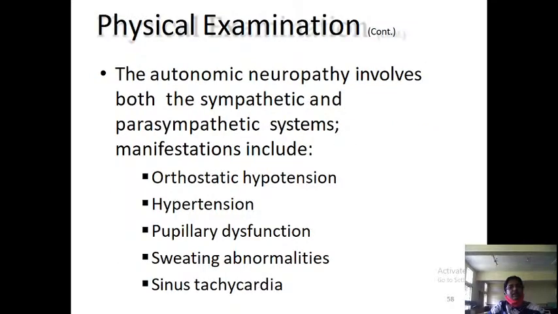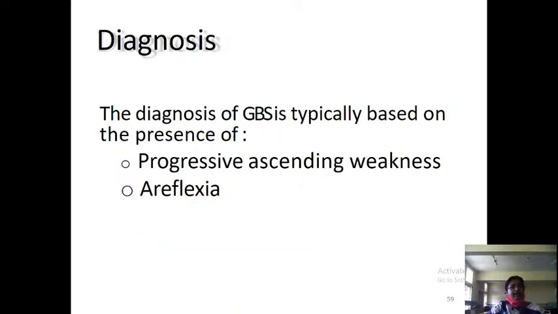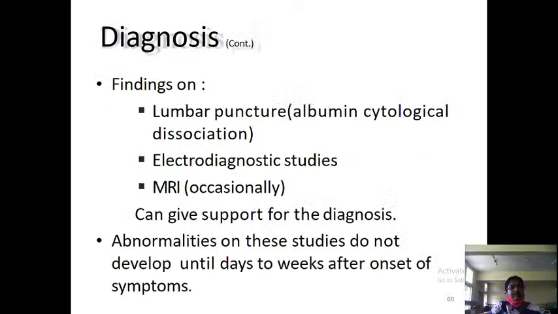Then, continuing with the physical examination, autonomic dysfunction could include orthostatic hypertension, pupillary dysfunction, sweating and tachycardia. So mainly to diagnose GBS, the thing is progressive ascending weakness and areflexia.